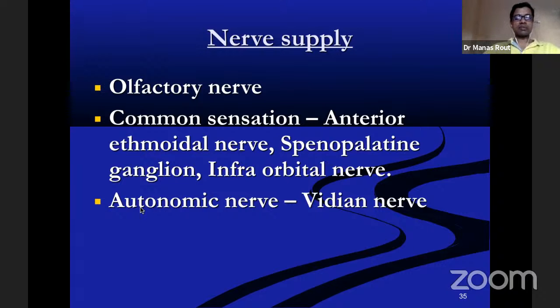And there is an autonomic nervous system also, which is responsible for secretions. When some persons get emotional, nasal secretion increases. This is mainly controlled by autonomic nerve fibers, mainly supplied by the vidian nerve. Sometimes in case of allergic rhinitis or vasomotor rhinitis, particularly intractable rhinitis that is not responding to any medication, you can go for vidian neurectomy. You can cut the vidian nerve, which is called vidian neurectomy. That will reduce the secretions.